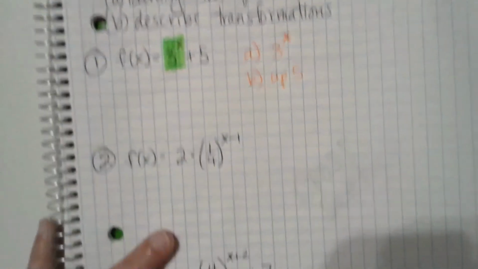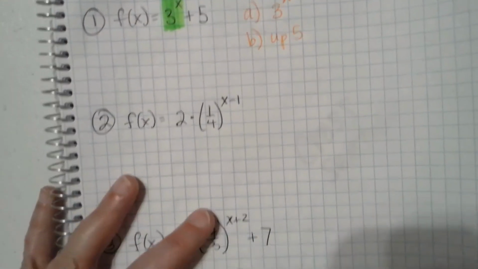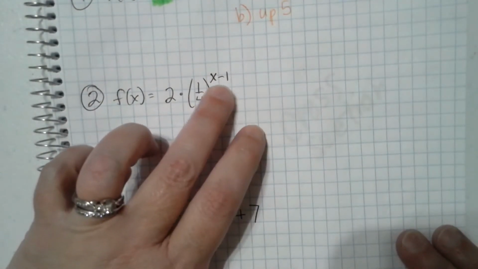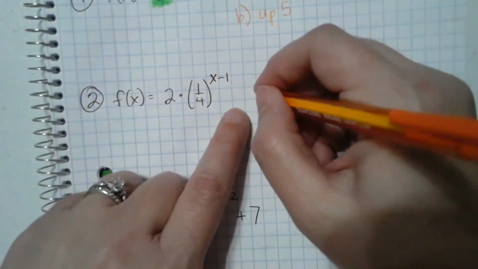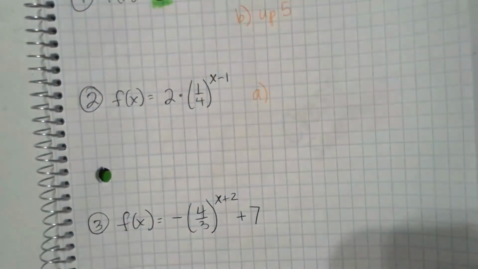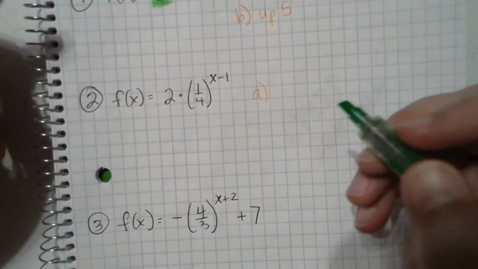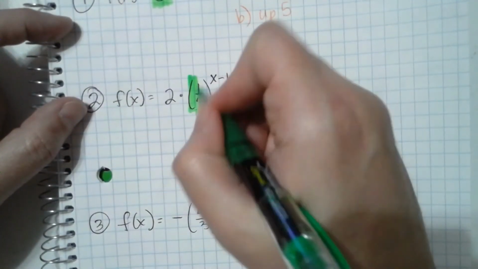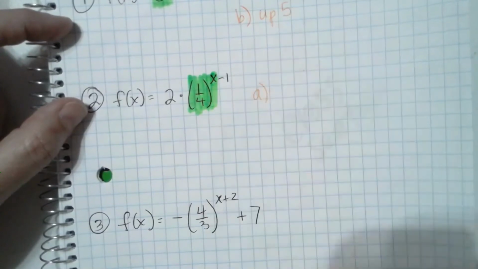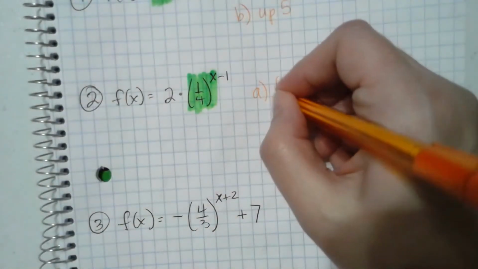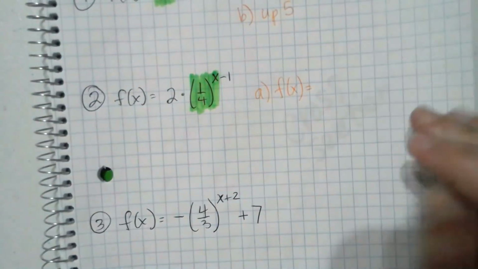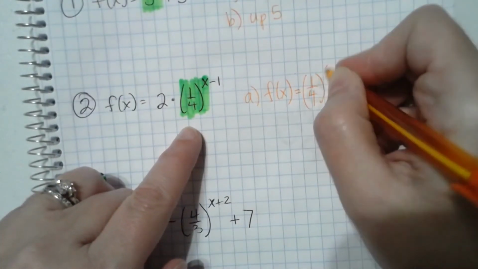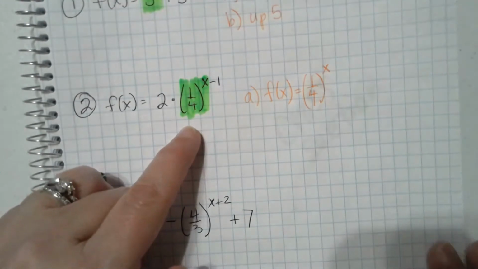Okay? All right, second one, f of x equals 2 times 1/4 raised to the x minus 1. Okay, so our answer for A is our parent function. Our parent function is just the part with the exponent, so this and that. So maybe we'll write it as f of x because that's more technical. f of x equals 1/4 to the x power. That's our parent function.